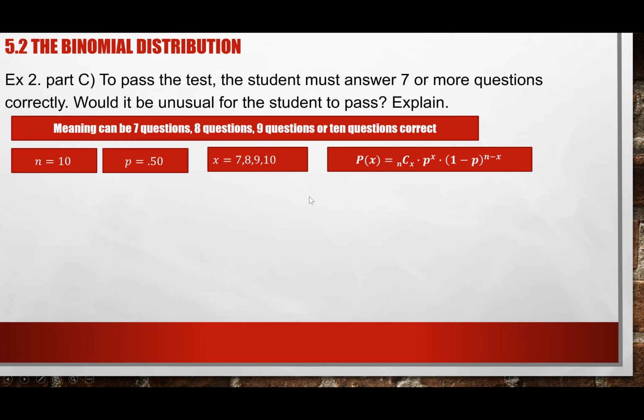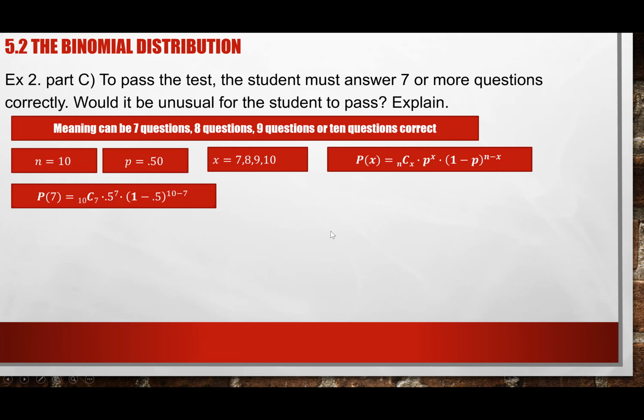Meaning, what do I need to do? As I mentioned to you guys, later on you will see that these three items are the three things you need the most in 5.2: you need the N, you need the P, and you need the X. You need the probability, you need the total, and you need the individual that you want to be correct. So if I plug in my 7, P of 7, basically I have 10 C7 multiplied by 0.5 raised to the 7 power, multiplied by 1 minus 0.5 raised to the 10 minus 7, which is basically plugging into this formula.